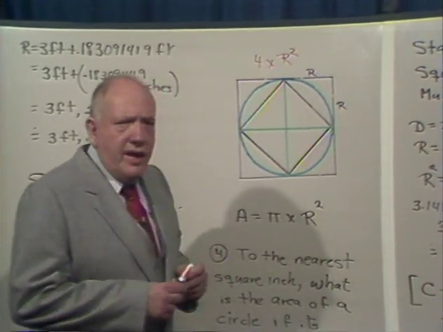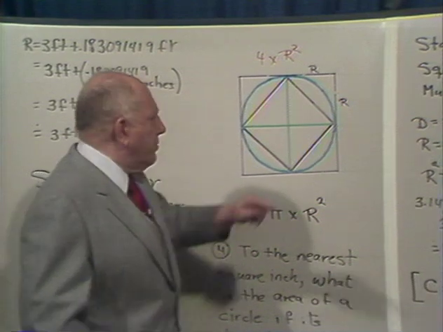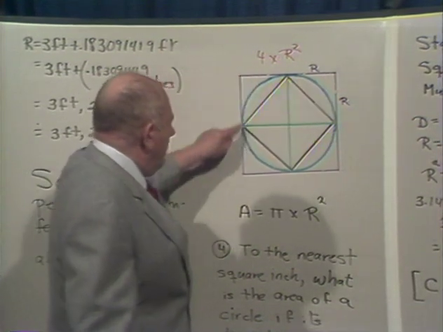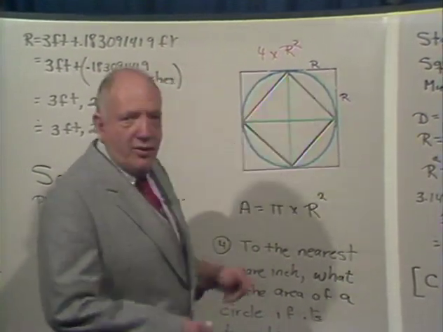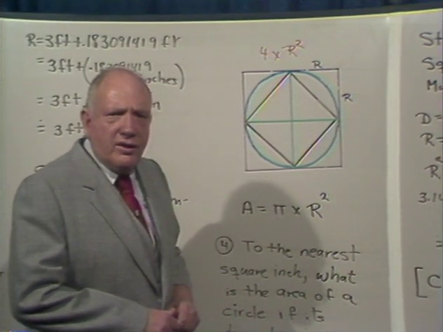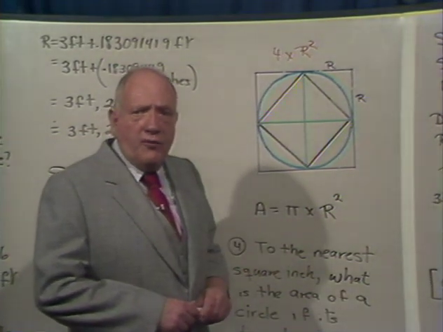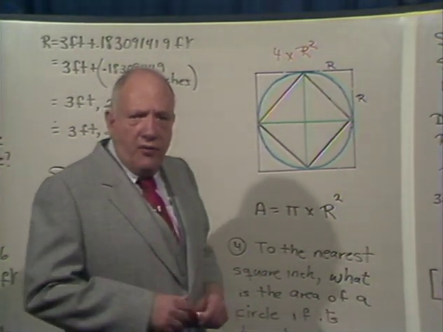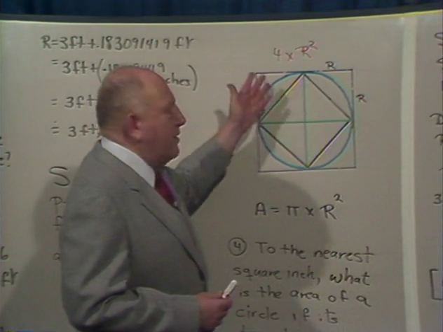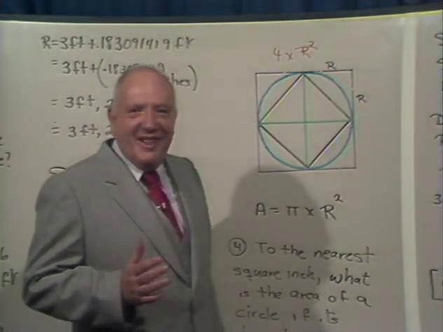So if I took the radius and squared it and multiplied that by 4, that would give me this whole area over here. What's the area of the circle? Less than 4r squared or more than 4r squared? It's less than 4r squared. Therefore, it must be pi r squared, right? No. That's what my son would say.